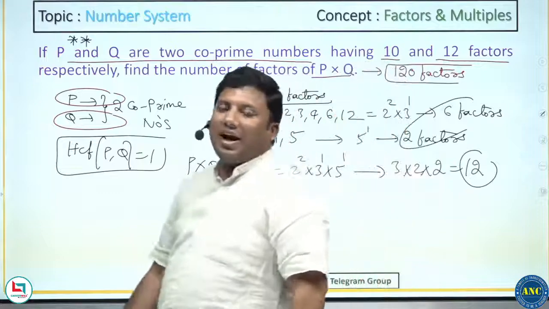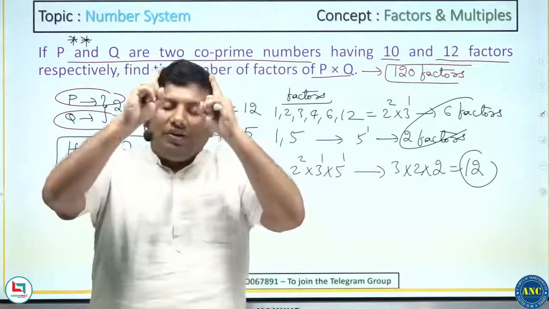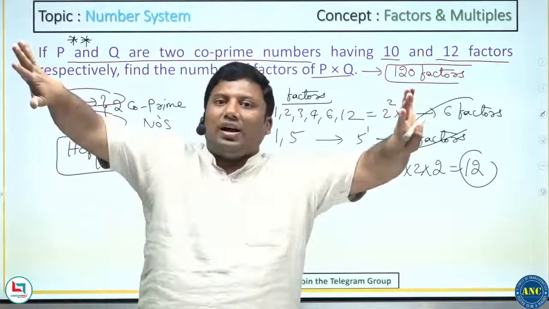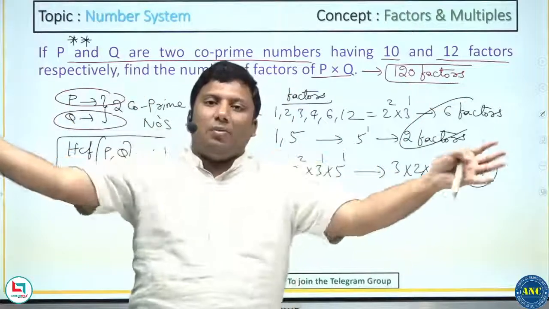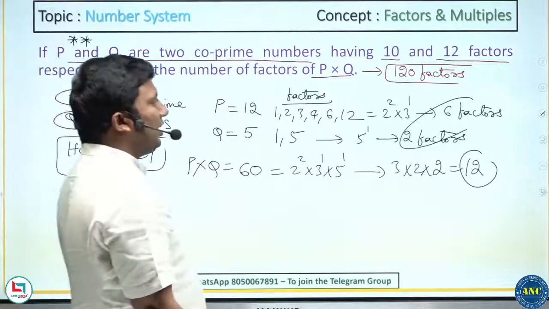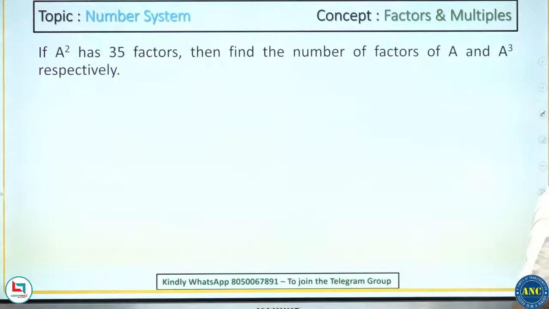I hope the idea is clear. Two numbers are said to be co-primes if their HCF is 1. If this has 10 factors, this will have 12 factors. If I multiply, there are no factors common. Obviously, the number of factors will get multiplied. Answer is 10 into 12, 120. Next one.